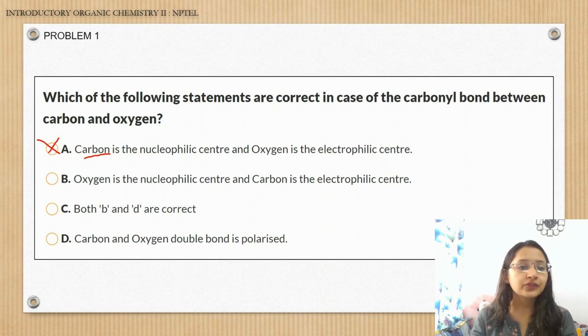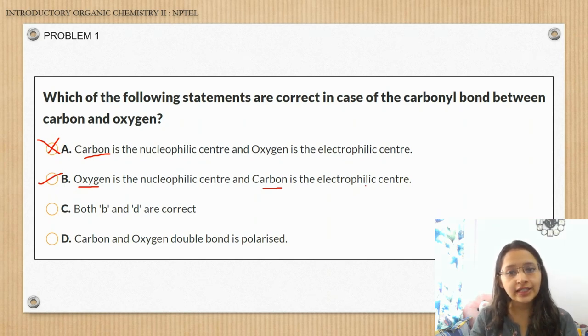So now option A is getting eliminated. Now option B says oxygen is the nucleophilic center and the carbon is the electrophilic center, which is right, right? We have seen that oxygen, due to electronegativity, pulls the electron towards itself and acts as a nucleophilic center, while the carbon in the carbonyl bond is electrophilic, and an external nucleophile can attack on the carbon. Now option C is both B and D are correct.